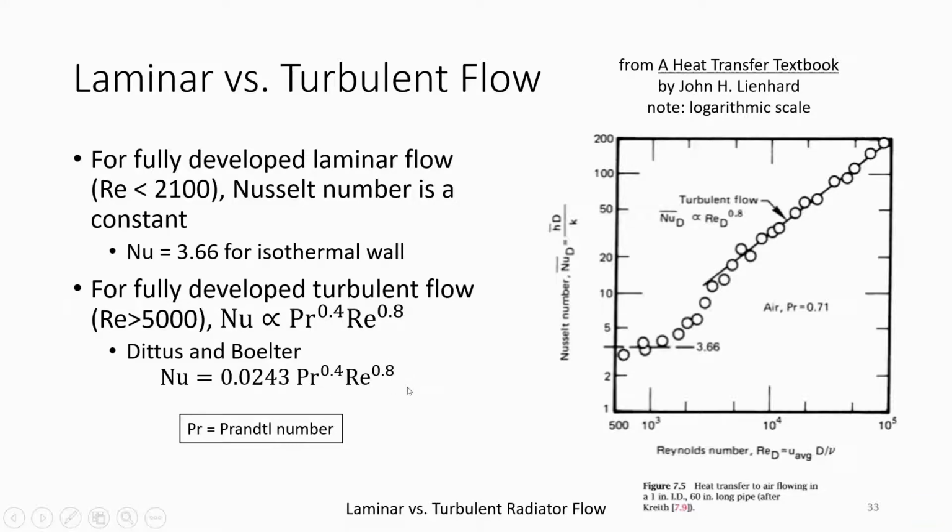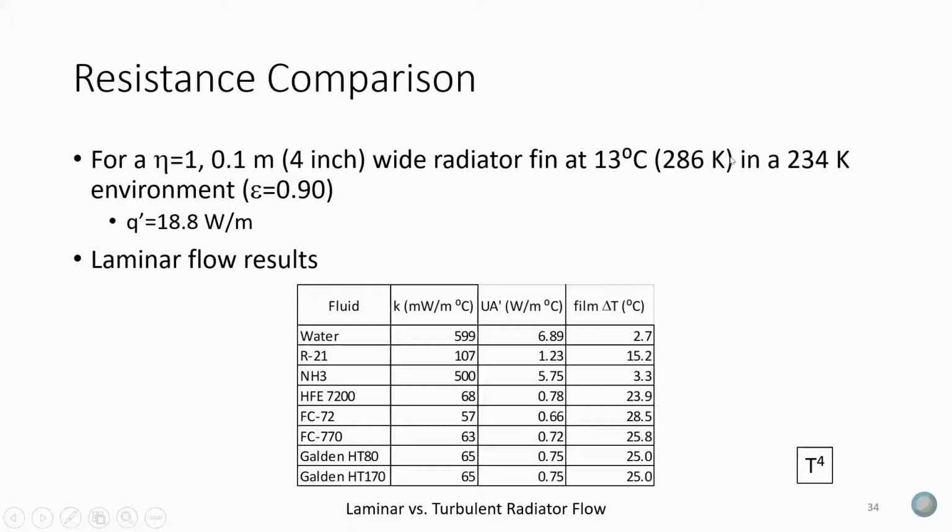But if you're in laminar flow, as I said, it's a constant. But once we get to fully developed turbulent flow, we've got Prandtl number to the 0.4, Reynolds number to the 0.8. But we're in a place where we can start doing things, and we can start fiddling around with tube diameters and maybe a little bit with tube spacing if we want to do that to try to get ourselves some better heat transfer.